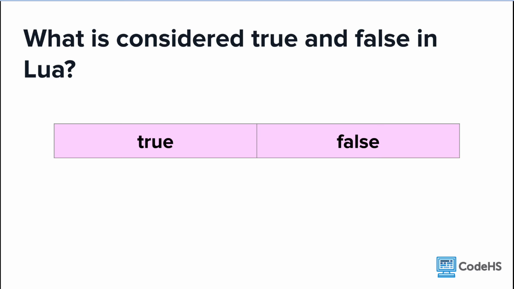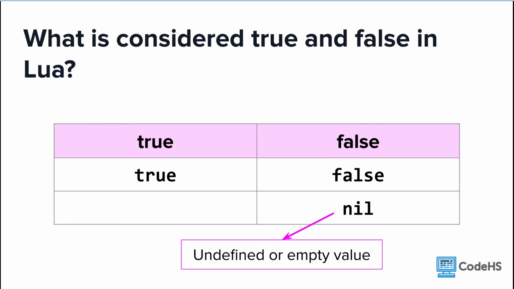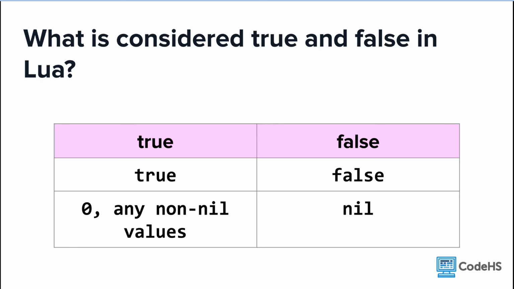One last important note. In Lua, there are multiple values that are considered to be true and false. First, we have the obvious values of true and false. True means true, and false means false. However, the word nil also means false in Lua. Nil is a term used in programming that is used when something is undefined or does not have a value. And for true, 0 will default to true, as well as any non-nil values.